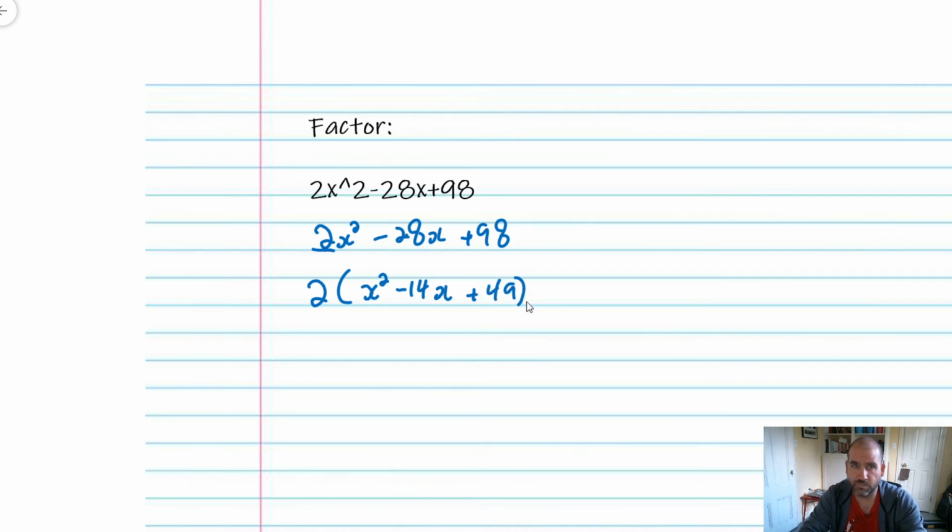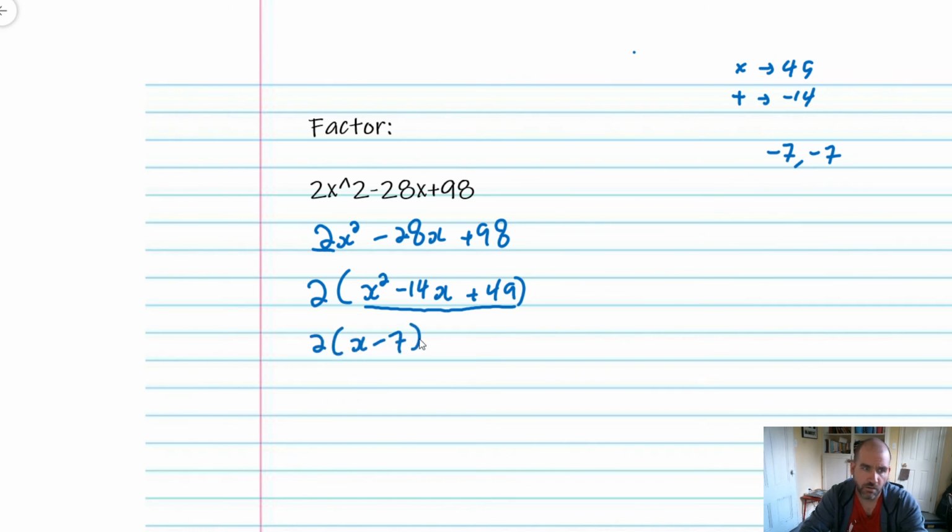So this is great because now we can take this and we can factor it the same way we did the last question. Right? We can do two numbers that multiply to give 49 and add to give negative 14, which is going to be negative 7 and negative 7. So we can write this as 2 times x minus 7 squared. Okay? So that's going to work great.